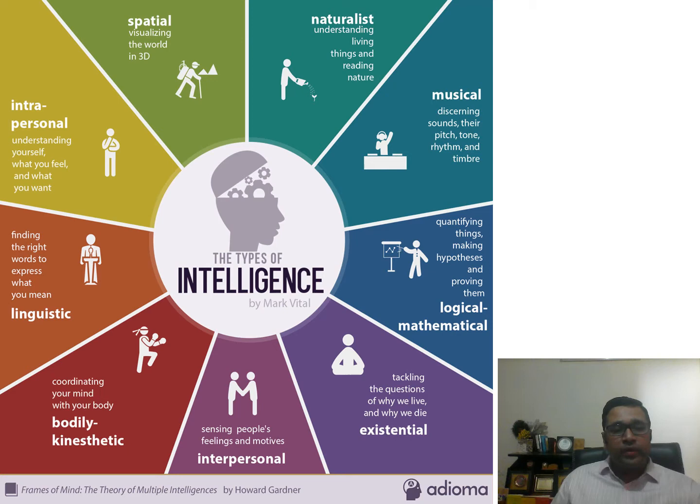So similarly, linguistic intelligence, finding the right words to express what you mean. So they turn out to be writers or spokespersons, etc. So that is another kind of intelligence. And intrapersonal, understanding yourself, what you feel and what you want. So these kinds of people turn out to be poets and help people understand through their own feelings and expressions what life is and how life should be led and all those things. So those details are worked out by these kinds of people.